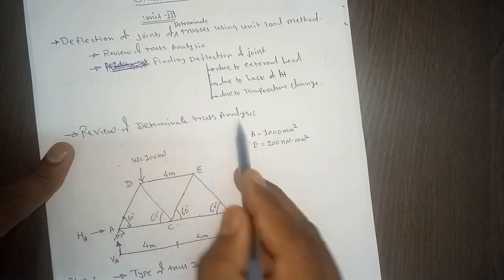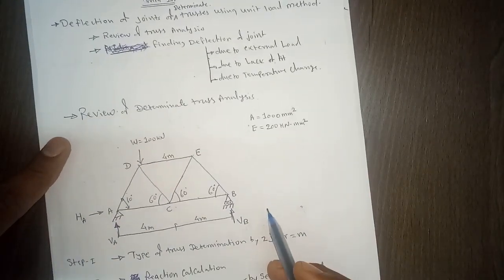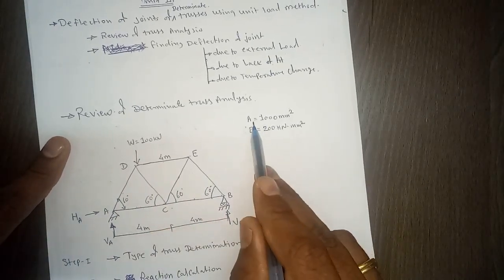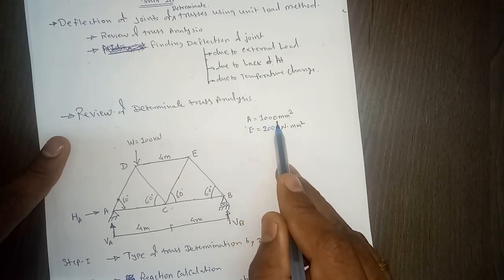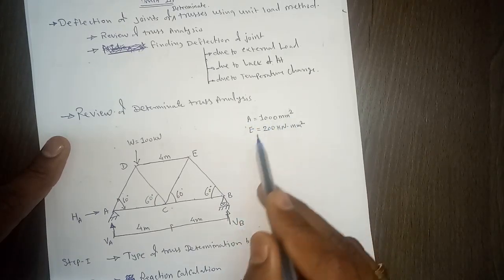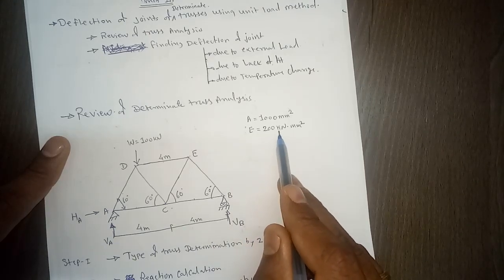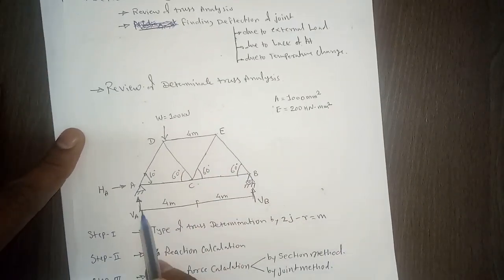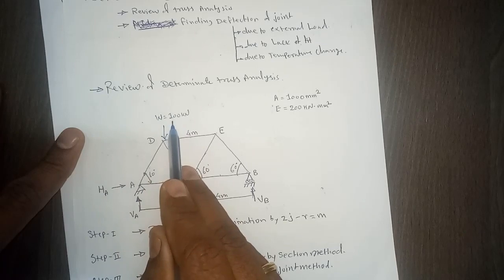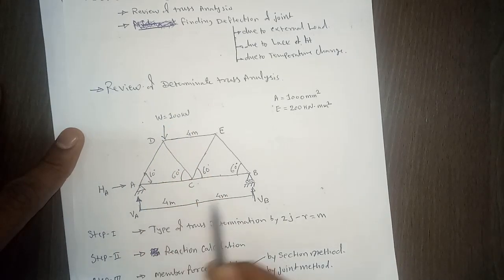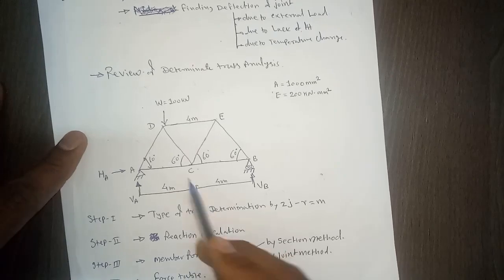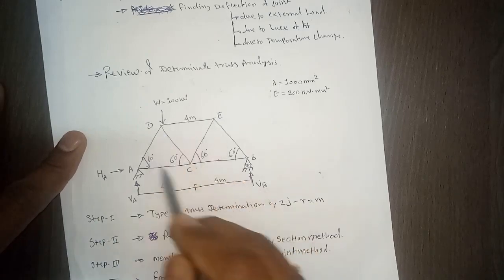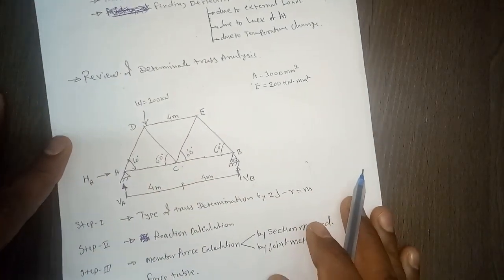So the first topic: review of determinate trusses. How to analyze determinate trusses, that we'll discuss. For this typical problem we need the cross-sectional area. The cross-sectional area is given as 1000 mm square, and Young's modulus is given as 2 into 200 kilonewton per mm square. This is the given truss, which has a point load of 100 kilonewton at joint D, and the remaining geometry you can see is a truss having all angles of 60 degrees. So all members will have the same length, each triangle being an equilateral triangle.